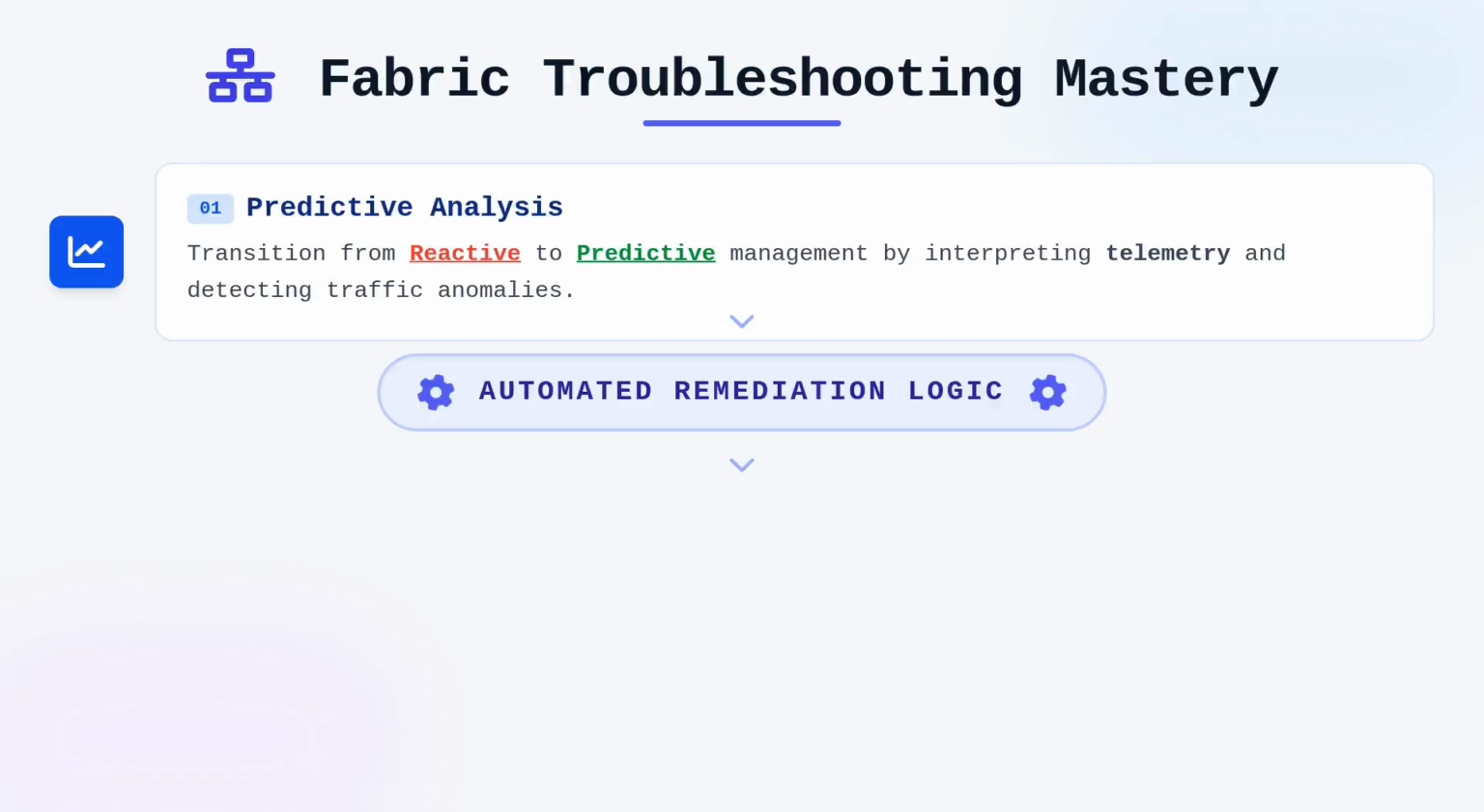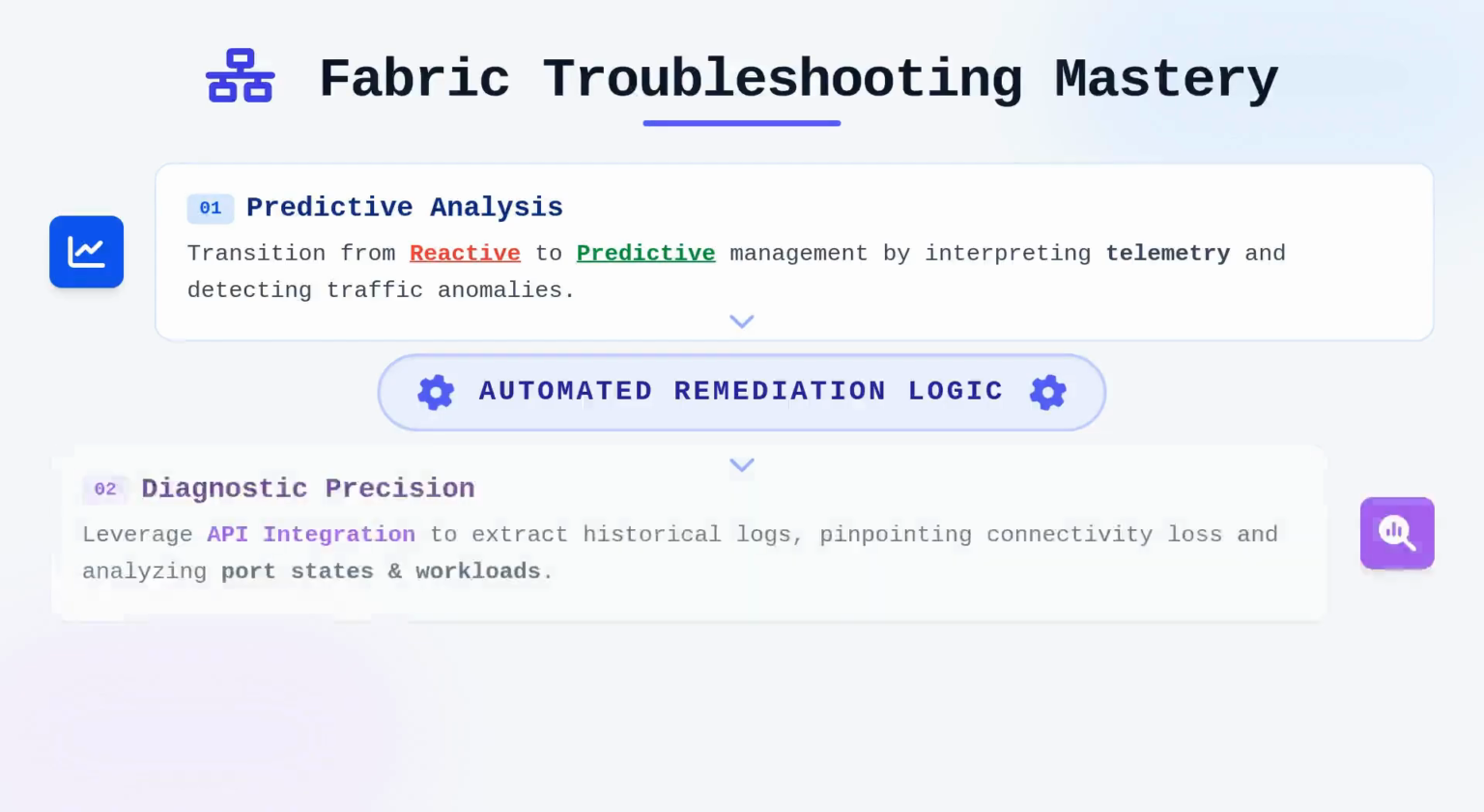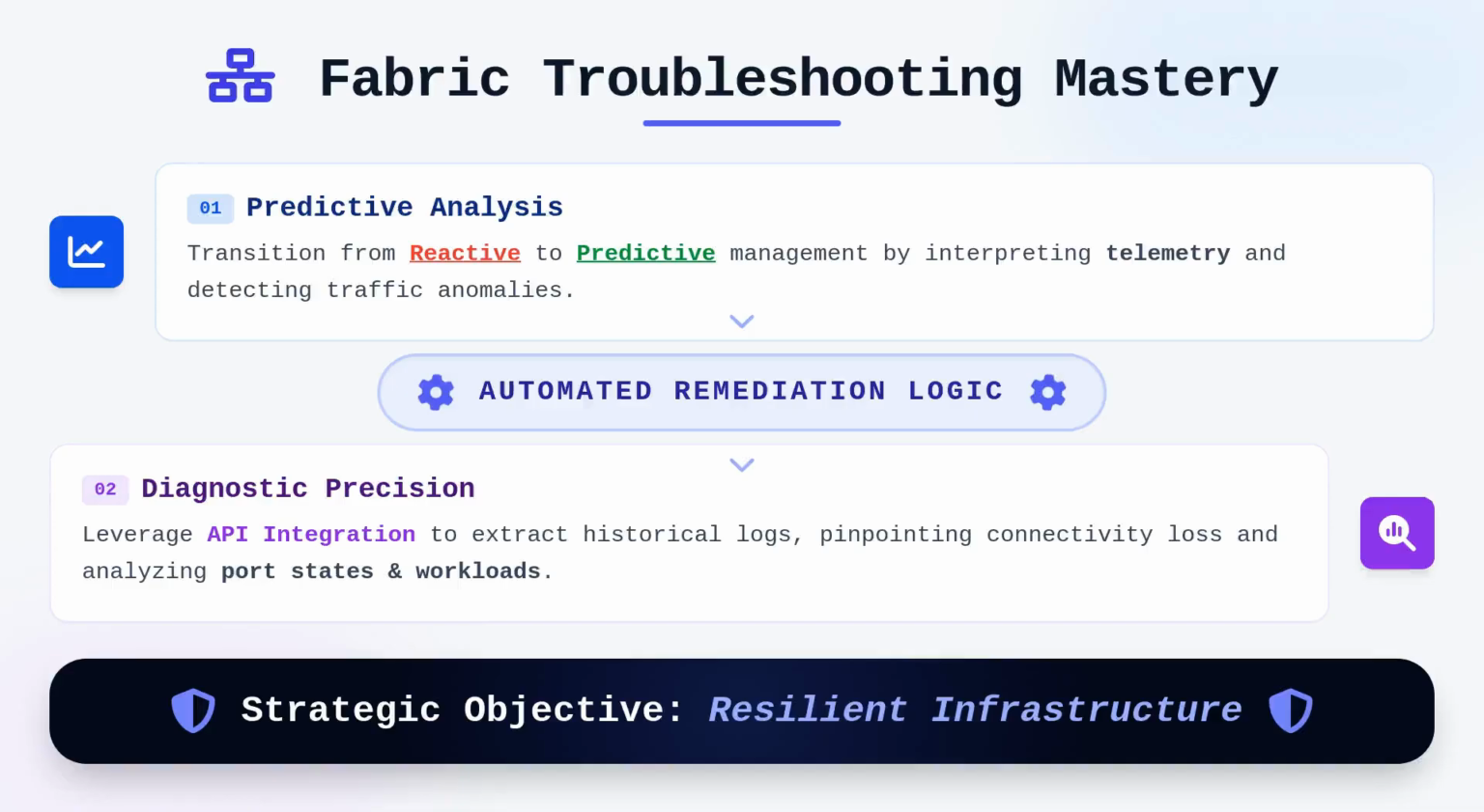Remediation strategies nowadays emphasize rapid, automated responses, which you can only configure if you have mastered the underlying logic of the fabric's reporting mechanisms. If an endpoint loses connectivity or experiences latency spikes, you need to be proficient in utilizing the API to pull historical logs that detail the exact state of the port and the associated workload. Understanding the relationship between these logs and the overall fabric health is a requirement for maintaining the resilient infrastructure the certification expects you to support.